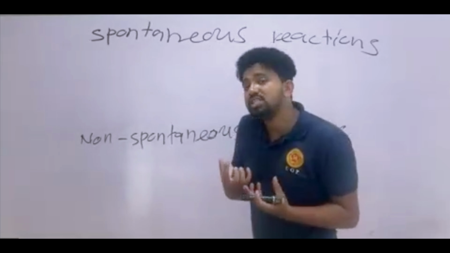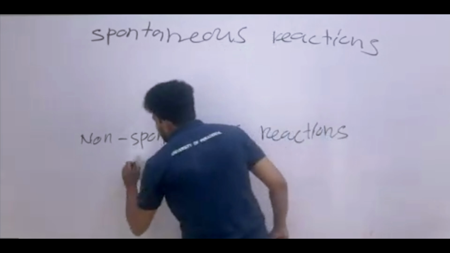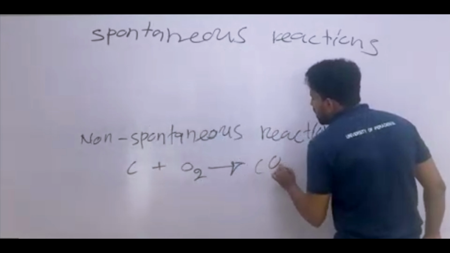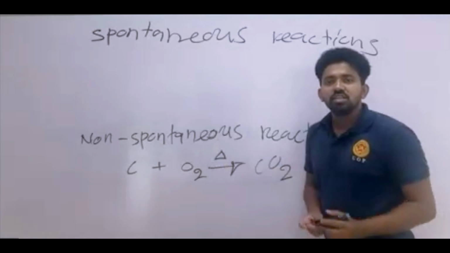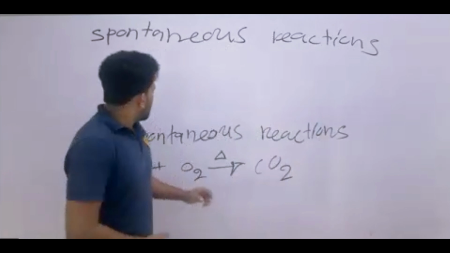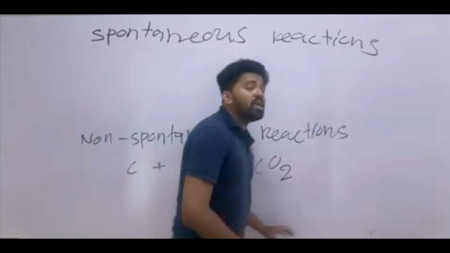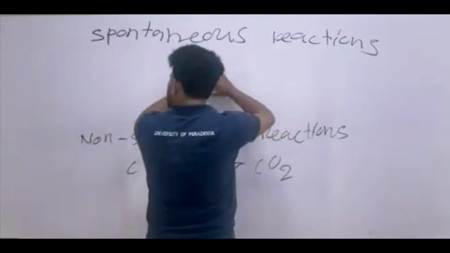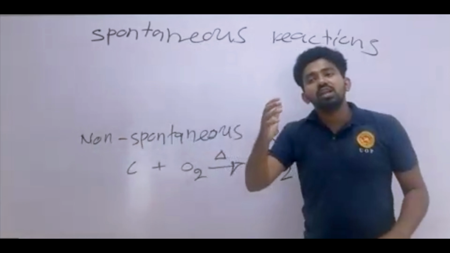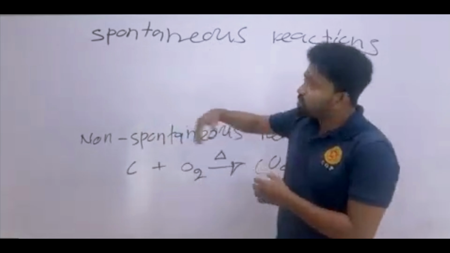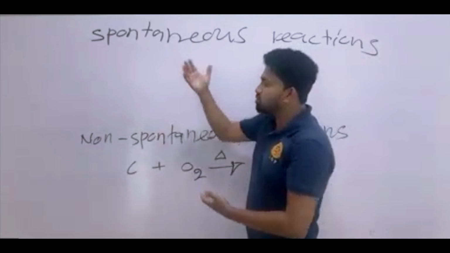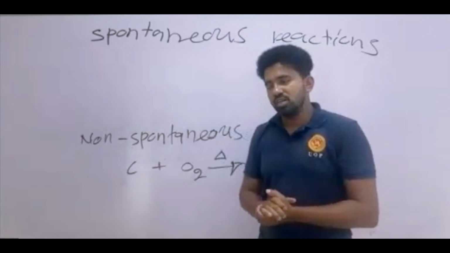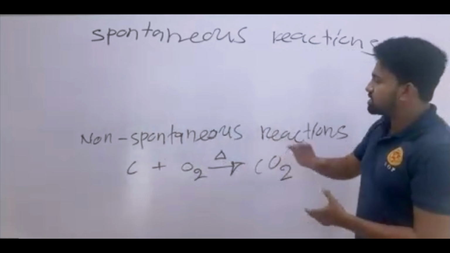Non-spontaneous reactions may need some energy to occur. Like carbon, if we put carbon in oxygen, they do not react to form carbon dioxide unless we heat it, unless we give some energy. Spontaneous reactions do not need energy; they occur spontaneously, automatically. To make non-spontaneous reactions occur, we need to supply some energy.